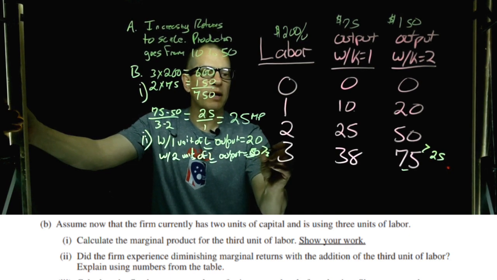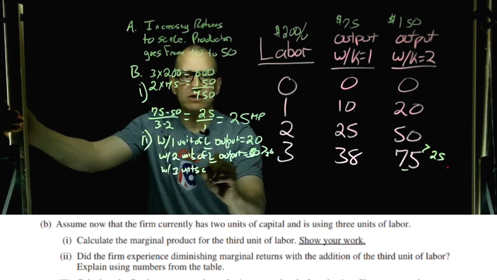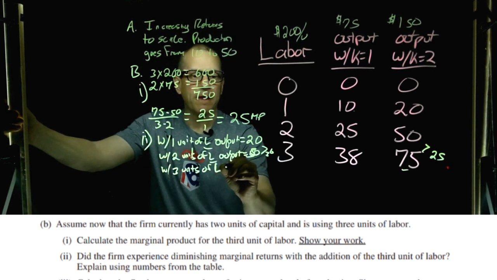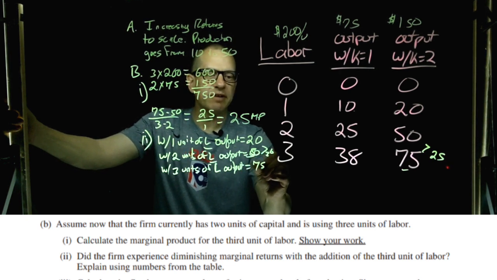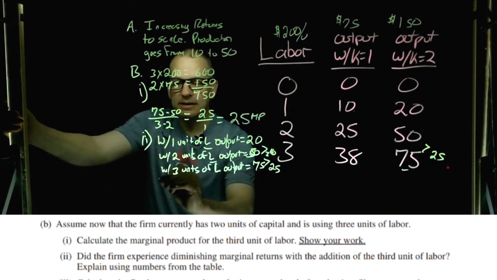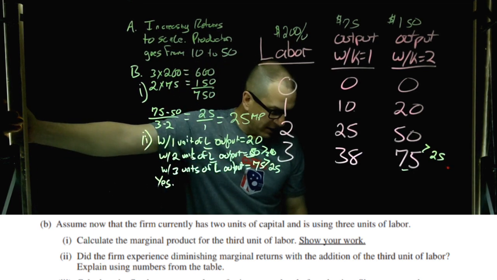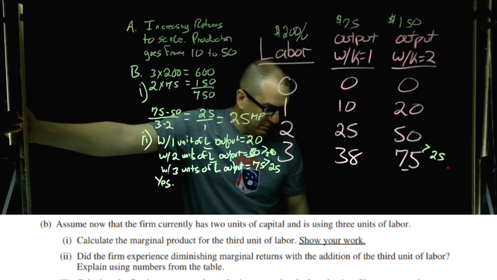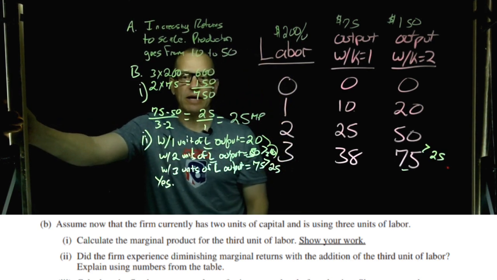So my marginal product went to 30, and then with 3 units of labor, my output equals 75. So I went from 20 to 30 to 25. So I am experiencing diminishing marginal returns, and explain using numbers from the table I just did. Okay, I can see that I'm going down here.